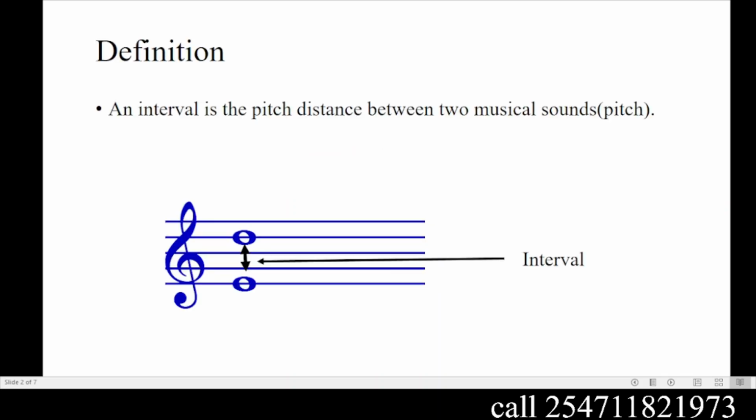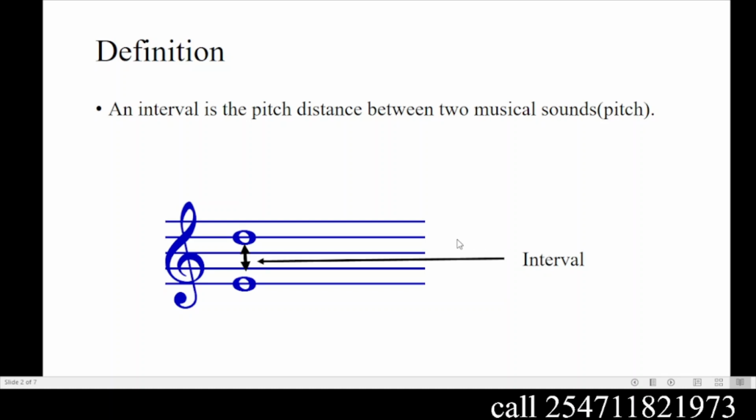Definition. What is an interval? Sometimes a person may ask himself or herself, what is an interval? We can define an interval as the pitch distance between two musical sounds or pitches. For example, when you look at the diagram here on the treble clef, we have the lower E and the D. So the distance between these two notes is what we call an interval.